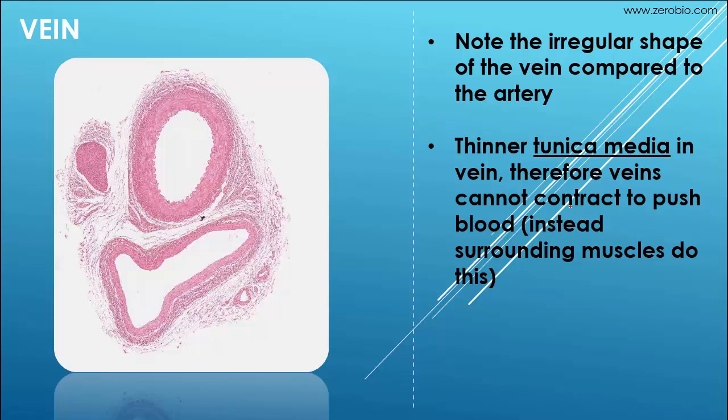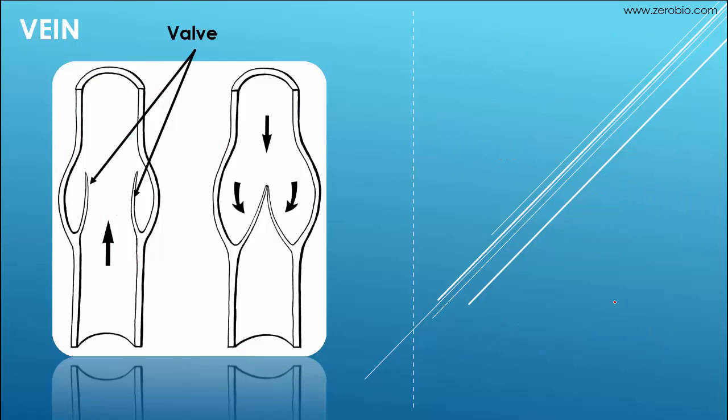So veins cannot contract to push the blood like arteries can. Now, instead of that, veins have muscles that surround them, and surrounding muscles are going to squeeze on the vein, and we're going to talk about that in just a second. And again, veins are not always smaller than arteries.